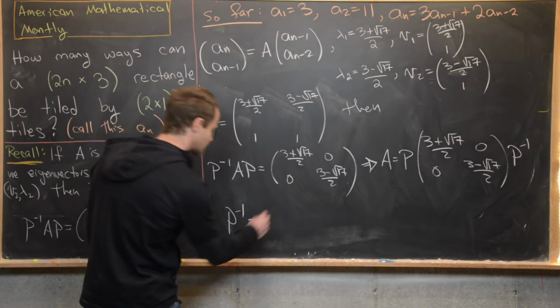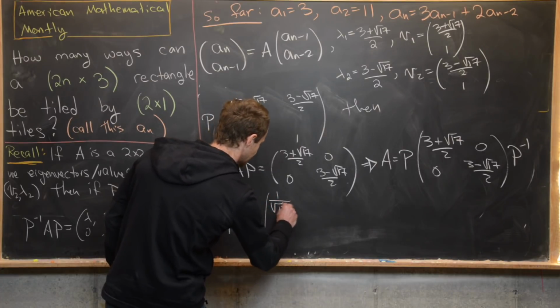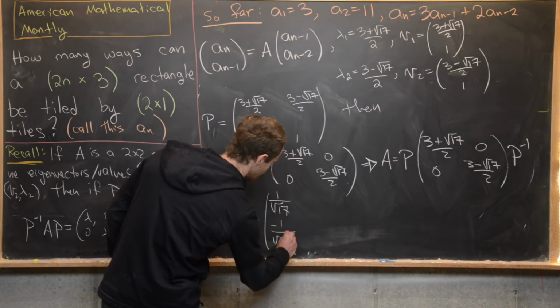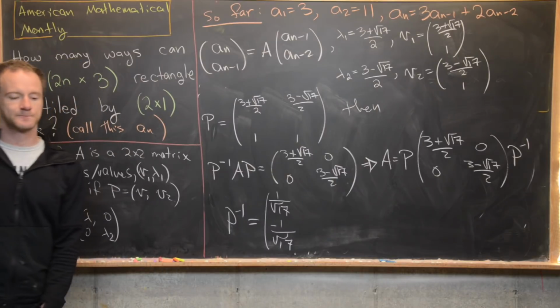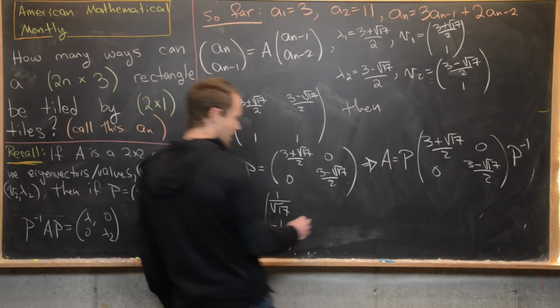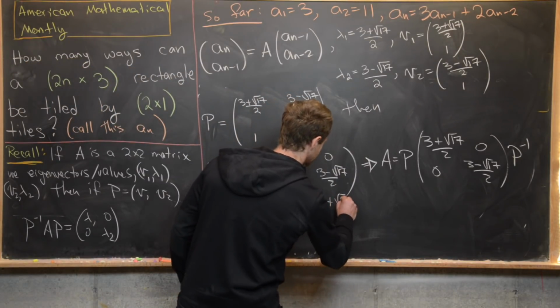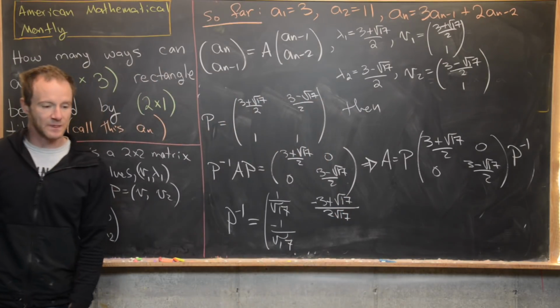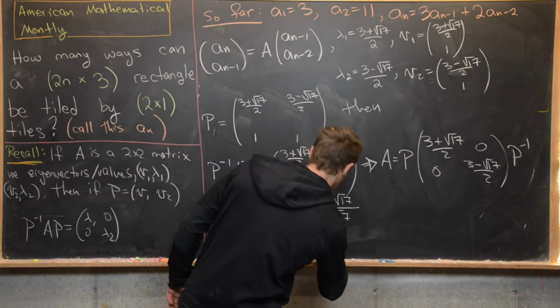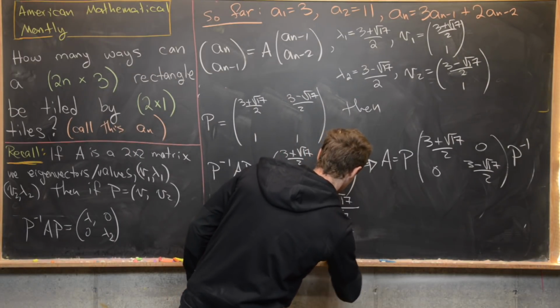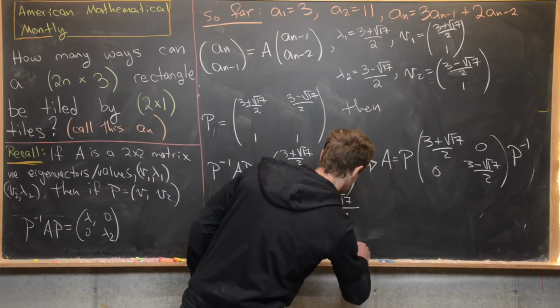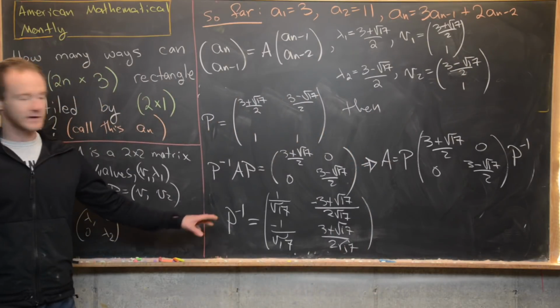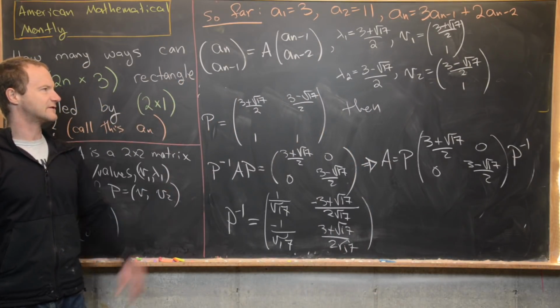So the inverse actually has the form 1 over root 17 here, minus 1 over root 17 here. And then next we have minus (3 plus root 17) over (2 times root 17). And then next we have (3 plus root 17) over (2 root 17). Great. So again, let's jump to the next board where we have some of this laid out.